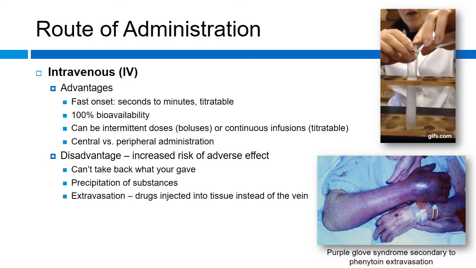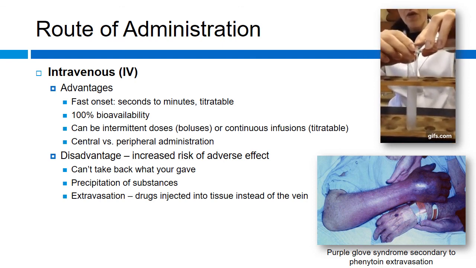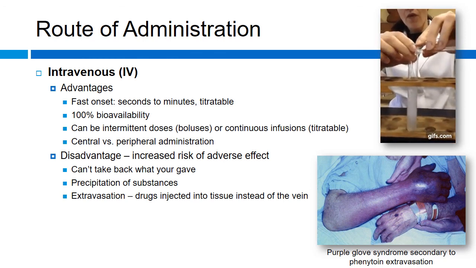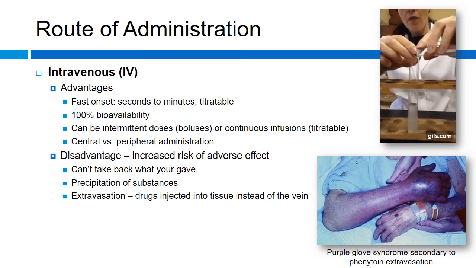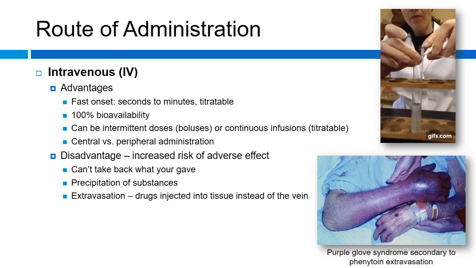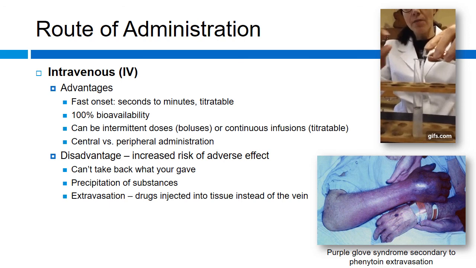And again, we mentioned 100% bioavailability. None of it's getting that liver tax because it's all getting into the bloodstream immediately. Now, I mentioned the intermittent doses. That's when we just give basically an IV bolus. You're just giving it as one big push. Again, that's one of those things you can't really take back once you give it. Otherwise, you can get the continuous infusions, where you can dial your dose to however you want it to be.